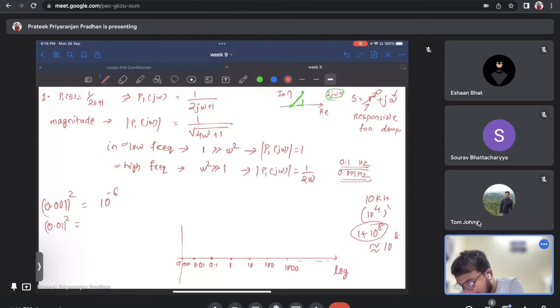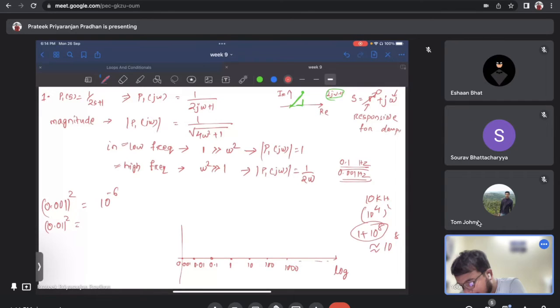So the s I will take as j omega. So 2 j omega plus 4. Then the magnitude of P2 of j omega will be nothing but root of 4 omega square plus 16. Similarly, in low frequency, I can take 16 is much greater than 4 omega square. That means it will be root 16 only, which is 4.